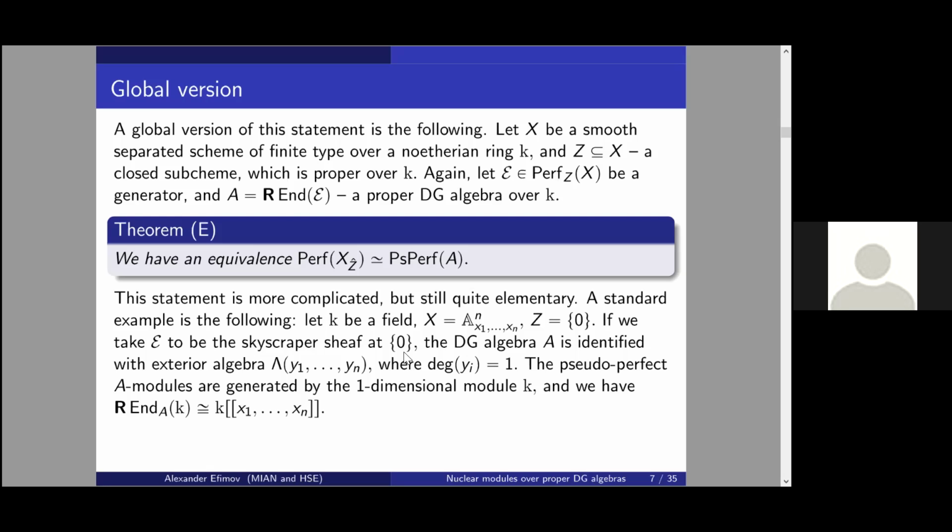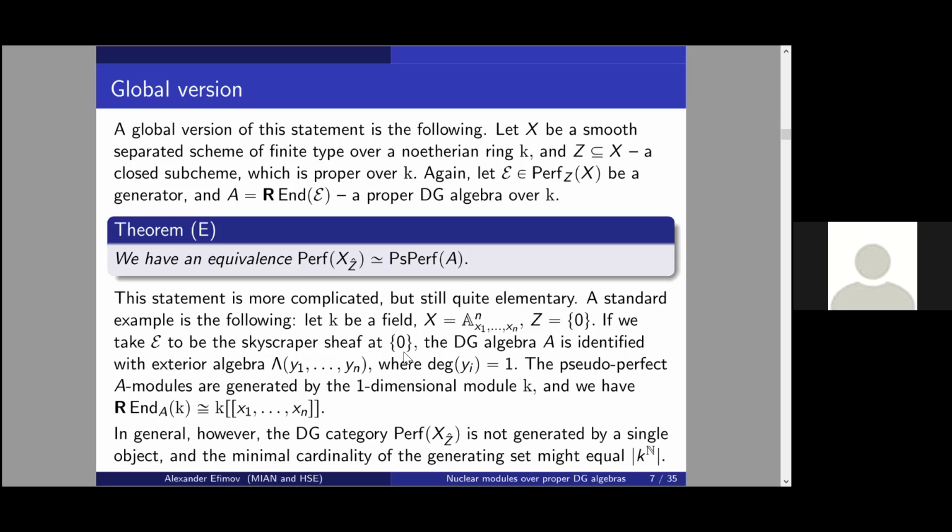But this situation is actually much simpler than the general one. In general, the DG category of perfect complexes on this formal scheme is not generated by a single object. And in fact, sometimes it might happen that the minimal cardinality of the generating set might be just the cardinality of all sequences of elements of K. So in particular, if K is finite or countable, then you might need a continuum of objects to generate the category. For example, this happens for the formal neighborhood of P1 in P2. Just take a line in the projective plane, and if you take the formal neighborhood, then you just have too many line bundles, and it's very hard to generate the category using some small collection of objects. It's only small in the sense that it forms a set, not a class.